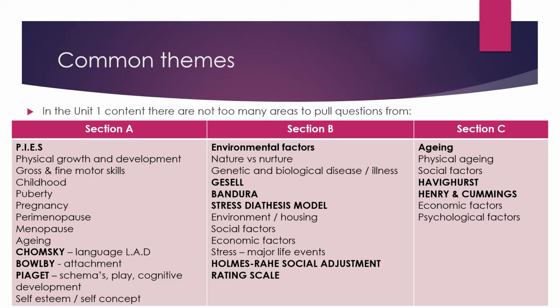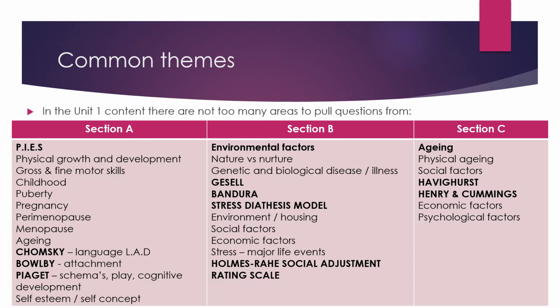Section B is all about environmental factors. Nature, nurture, genetic diseases. You've got Gesell, Bandura, the stress diathesis model, housing, social factors, economic factors, stress, major life events, and the Holmes-Rahe readjustment rating scale. And then section C is aging. So physical aging, social factors, economic factors, psychological, and the main thinkers are Havighurst, and Henry and Cumming.